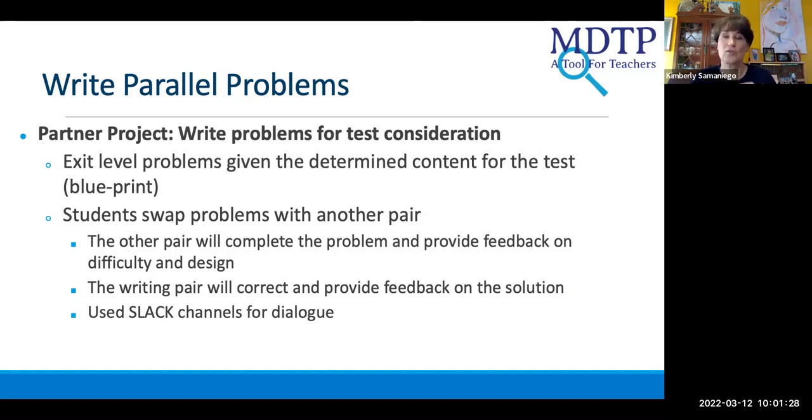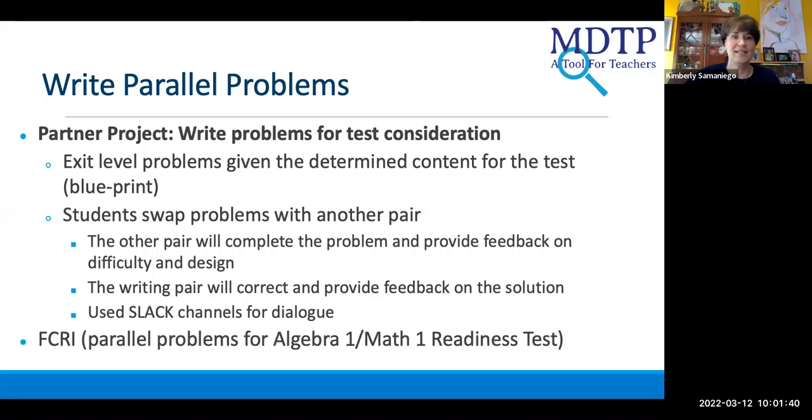Again, we used Slack channels so I could watch their dialogue, because part of that project for the midterm was that they communicate with each other. So I can evidence that communication back and forth, because again, we were all online. So this was my way of writing parallel problems. It's great for you to have students do this. It's a wonderful lesson to spend getting ready for tests, but we have also done that ourselves with MDTP with the formative constructed response items that Pat and Carol will be talking about later.